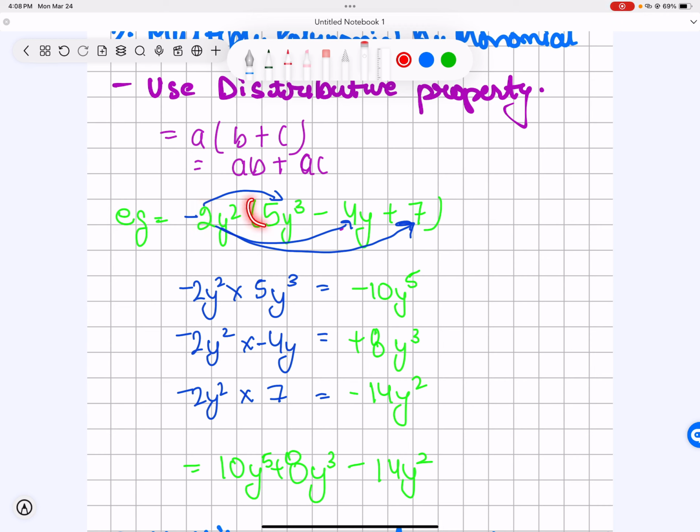minus 2y squared into 5y cubed minus 4y plus 7. Here I multiply 2 into 5 first. I will get 10, and then I will add their variables' exponent values, which would give me 10y to the power 5. Then I will multiply 2 into the 4y again. Here 2 into y squared, minus 4. Here I have a minus 2 and then minus 4, I get a sign of plus, and then I would add the exponent value here. Here y is by itself, so it has a power of 1, and then 2 plus 1 is 3.